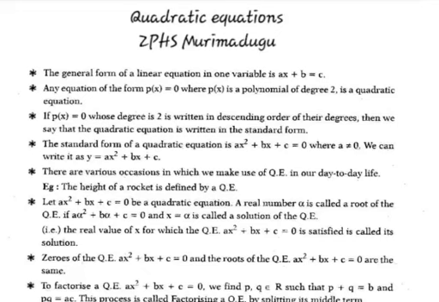If a equal to 0, and this second degree term will be cancelled, then we will get the equation bx plus c equal to 0. This becomes a linear equation, a first degree equation. So here a must not be equal to 0. We can write it as y equal to ax square plus bx plus c.